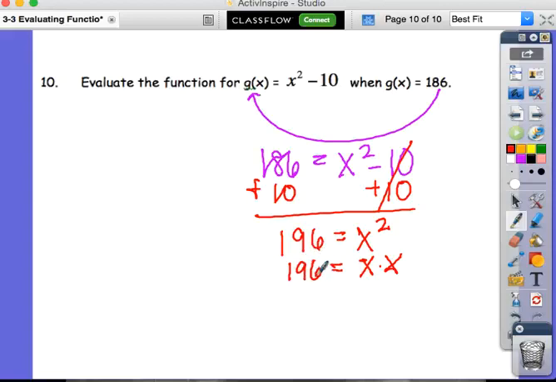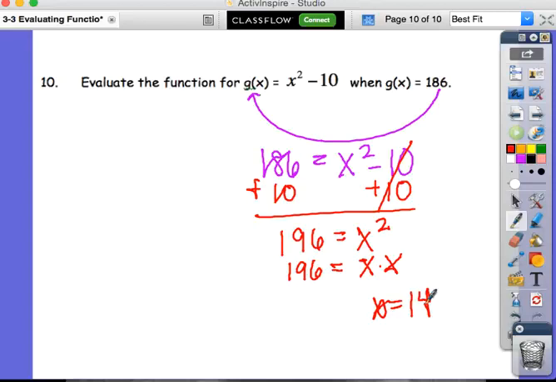So, thoughts? Kennedy? 14. You think x is 14? 14 times 14 is 196? Okay then, x is 14, exactly. You're trying to find the number times itself that's 196. She just happens to know that 14 times 14 is 196.